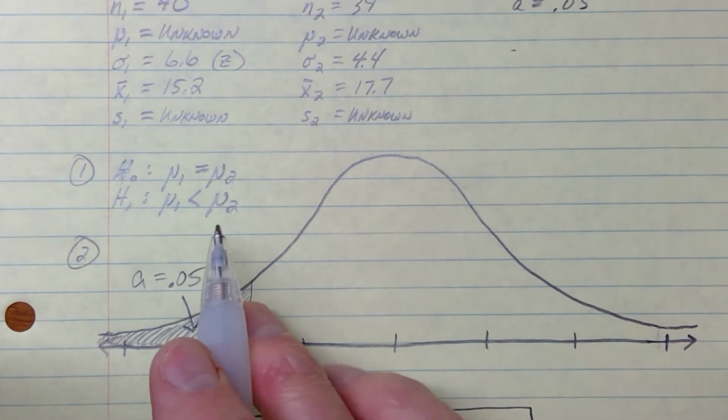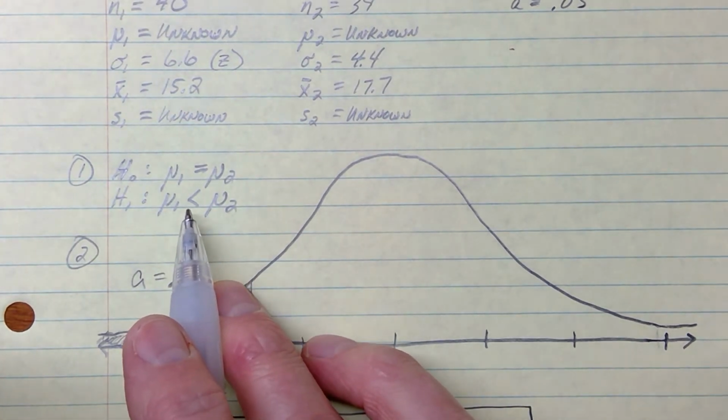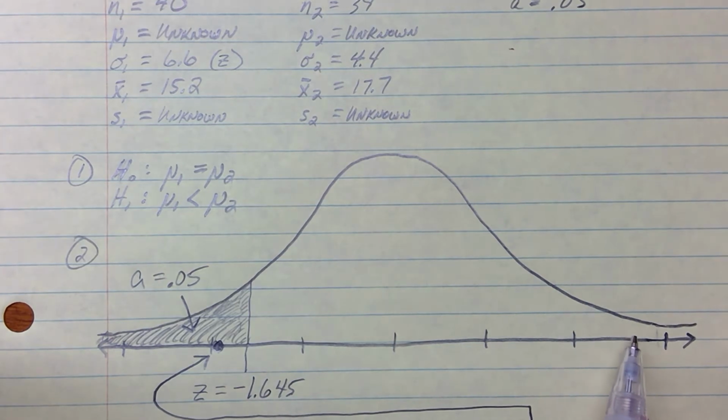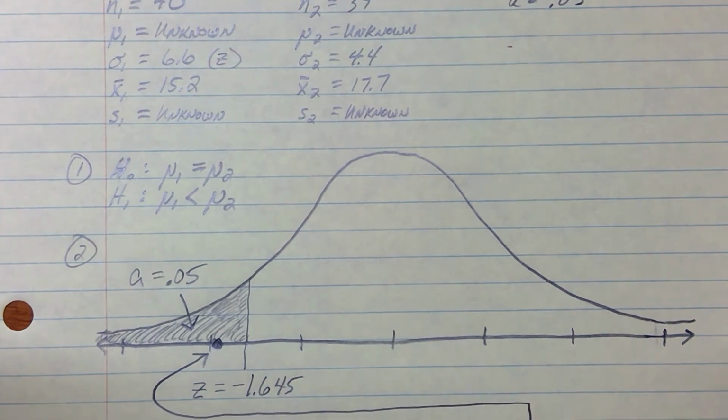Now, by the way, if this was pointing the other way, if it was greater than, I'd want 5% over here, which would be the positive twin of that number. It'd be 1.645 to the right, would leave 5% on the right.